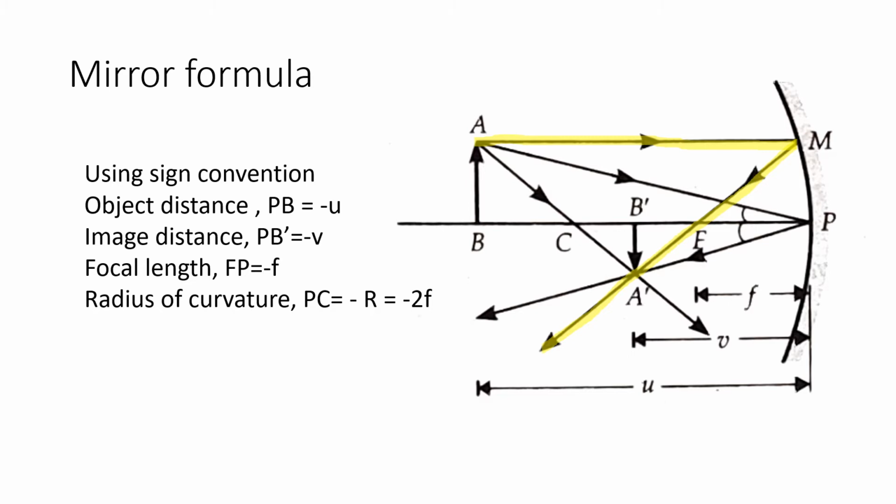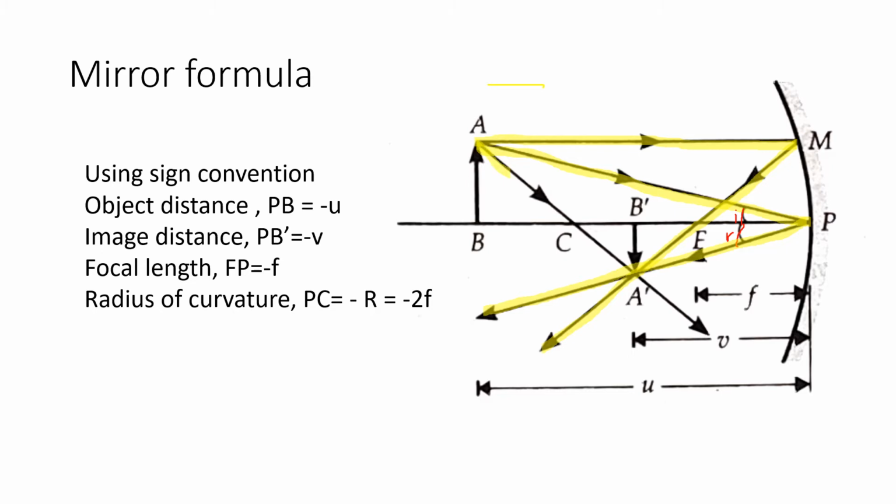Now let us consider another ray from your object AB. So this is your second ray. It goes and strikes the mirror at the point P. When it strikes the mirror at the point P, it undergoes reflection. In that case, the angle of incidence made by the incident ray will be equal to the angle of reflection made by your reflected ray. So from this principle, the reflected ray follows the law of reflection and will move in this direction.